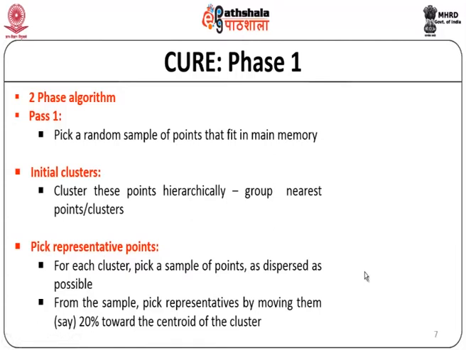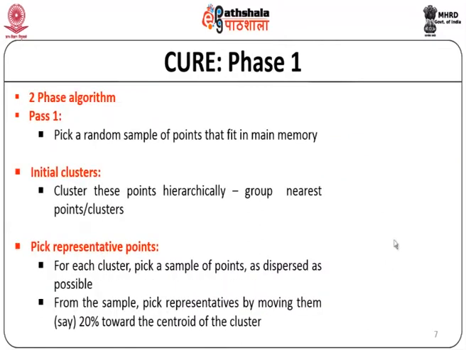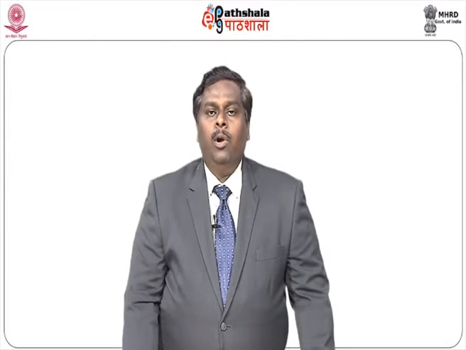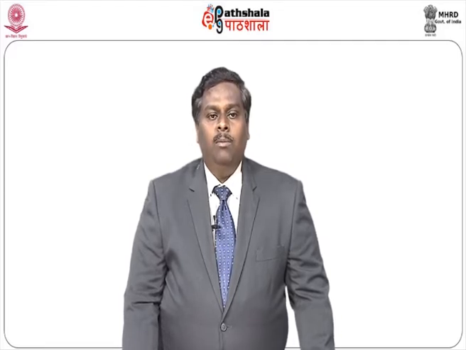CURE actually works in two phases. As I already mentioned, CURE is clustering using representatives, that is, it will identify representatives for each and every cluster and then use them for further fine tuning those clusters. In phase 1, it selects random samples of points that may fit into the main memory. In other words, you choose a sample of points whose size is such that it gets accommodated into the main memory.